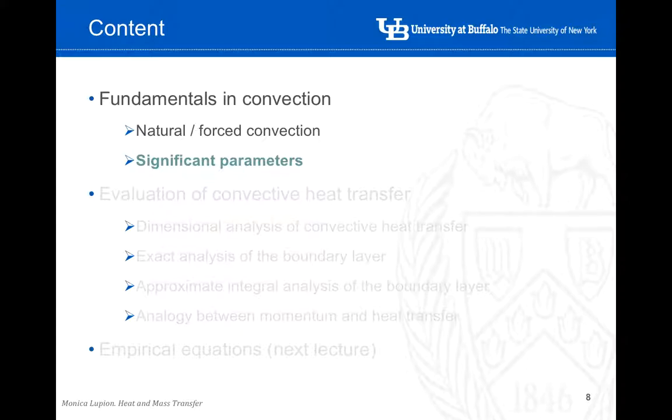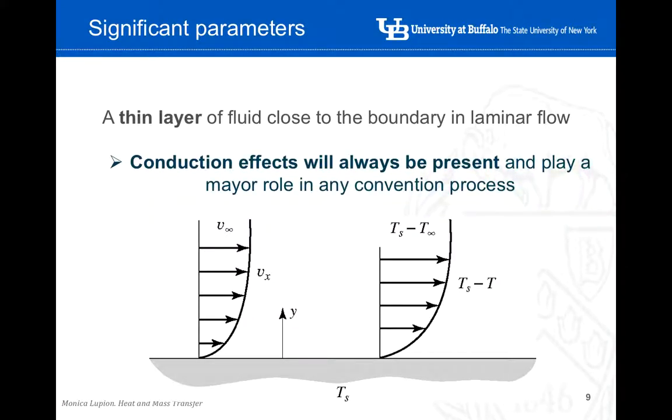Let's see now a few parameters that will help us to make an estimation of the heat transfer coefficient. Usually we define a thin layer of fluid that is close to the boundary, and we make the evaluation over the boundary of the body. Conduction will always be present during convection processes and can play a significant role in any convection process. If we make an evaluation of the heat rate over this surface here, it's clear that the heat that is being released due to convection comes from the conduction through the body. So that's why conduction will always be present.